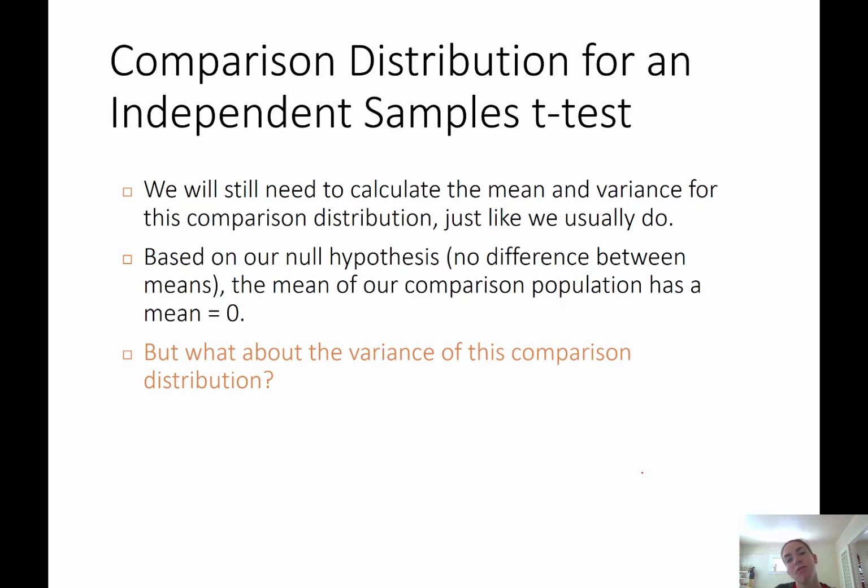And remember, in step 2 of hypothesis testing, you need to determine the characteristics of the comparison distribution. So in this case, we're determining the characteristics of the distribution of differences between means. Based on our null hypothesis that there's no difference between means, the mean of this comparison distribution is 0. What about the variance? And then more importantly than the variance, we need the standard error of this comparison distribution, which is, in other words, the standard deviation of the comparison distribution.